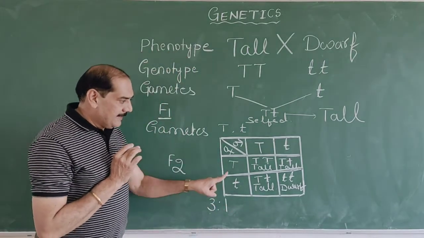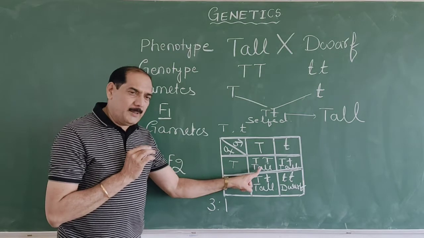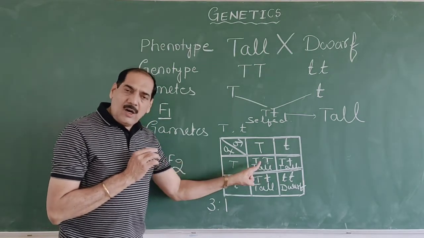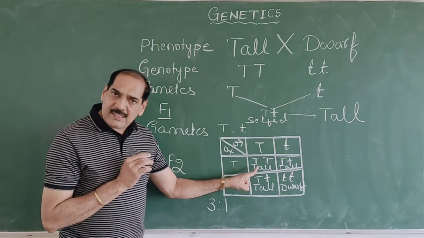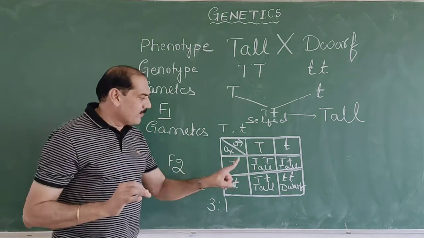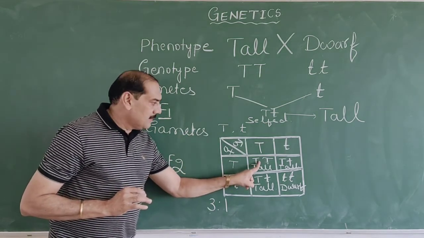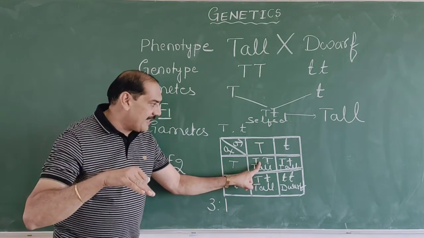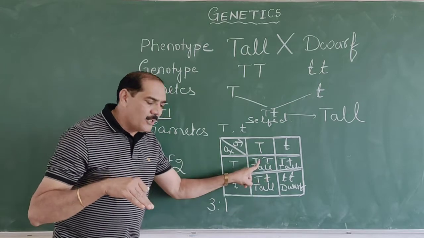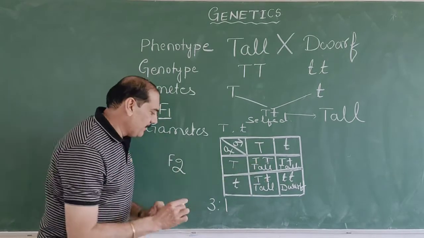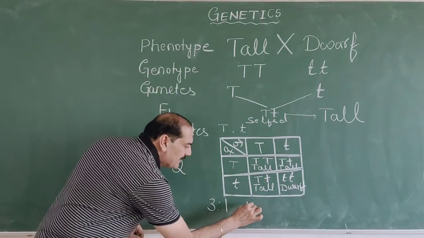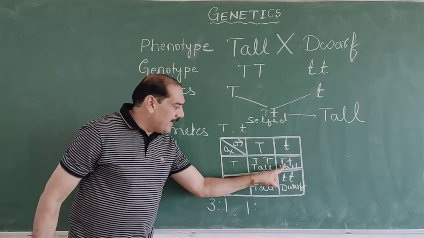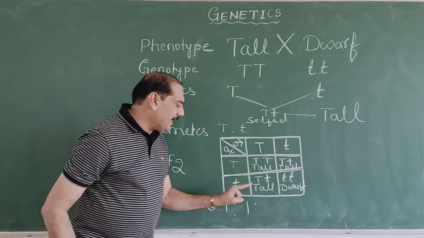Next, here in the checkerboard, how many plants? 4 plants. How many tall? 3 tall. All the 3 talls having the same genotypes? No. This tall has 2 identical. It is homozygous. Of the 3 tall, how many homozygous? 1. 1 is homozygous. Of the 3 tall, how many are heterozygous? 2 are heterozygous.